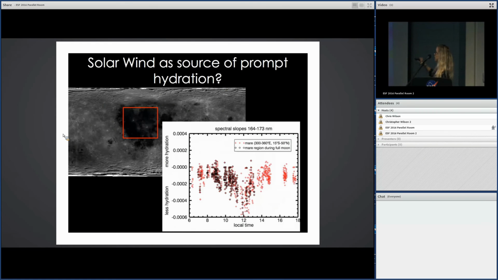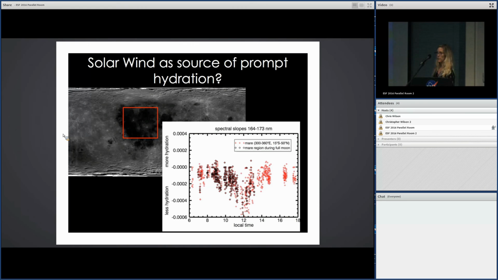As the moon passes through the magnetotail, this is the region that's going to experience lower amounts of solar wind protons. And so we thought, well, if we're seeing solar wind produced hydration, should we see a difference when the moon is in the magnetotail and not getting those protons? And so here in the red are the points during the whole mission so far of this region here. And so you see that same distribution there.